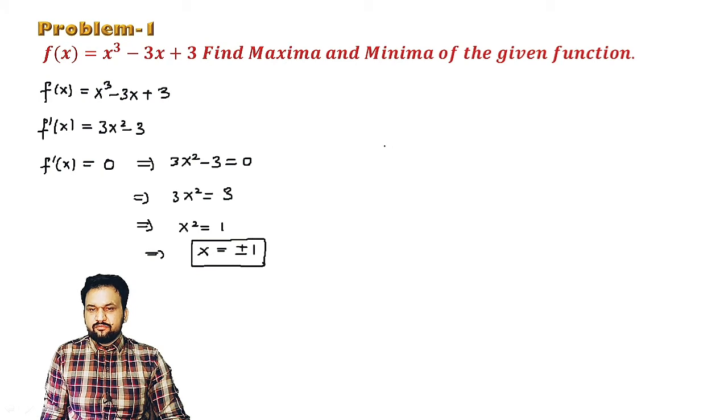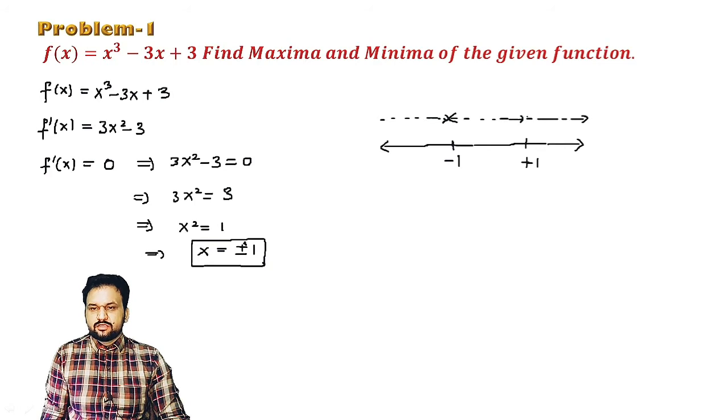After that we have to make a straight line, that is known as a real line, and we plot these 2 points on the real line, one is positive 1 and one is negative 1. So negative 1 is there and positive 1 will be here. Now we have to check in these intervals, before -1, from -1 to 1, and after 1, how our function's derivative reacts.